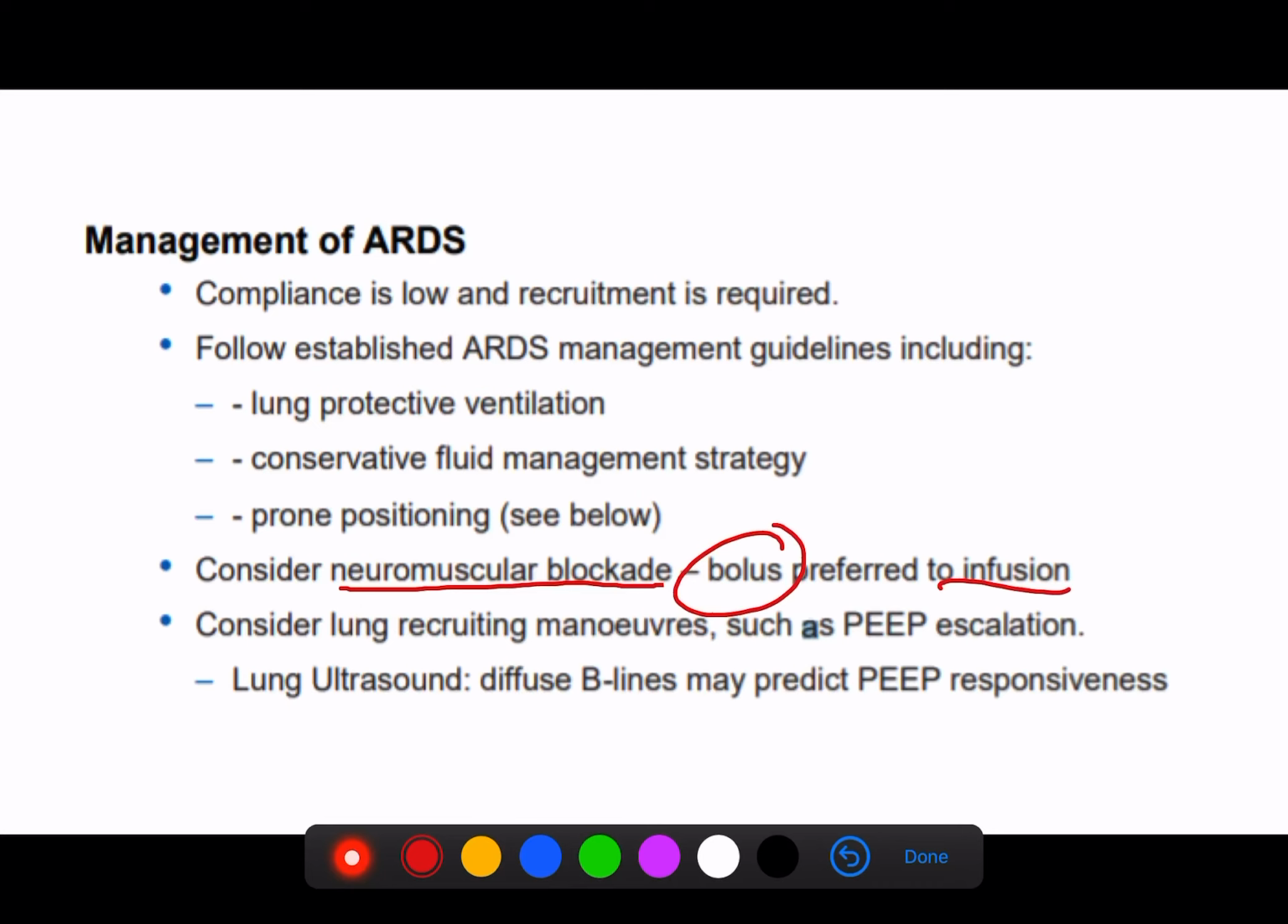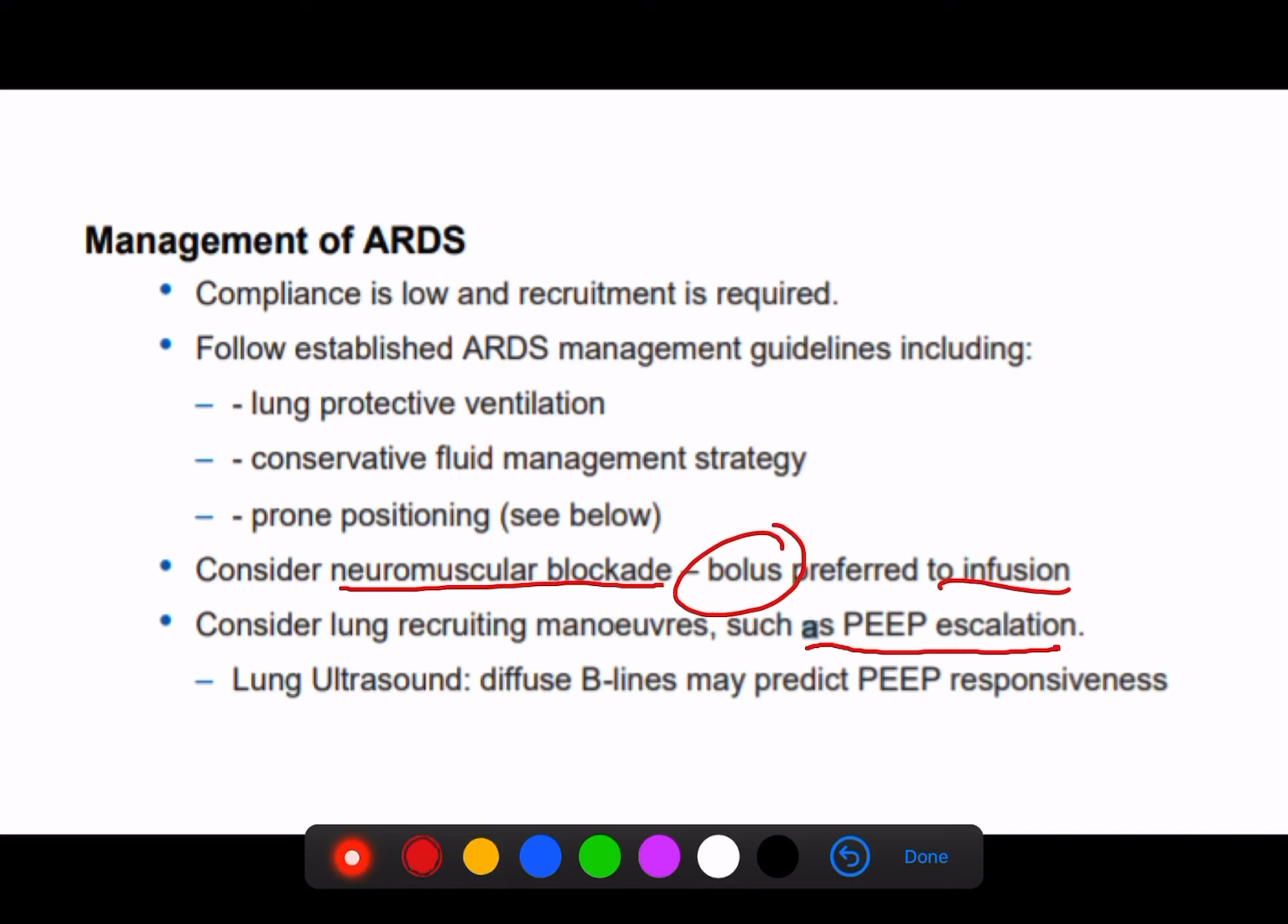Lung recruiting manoeuvres such as high PEEP escalations. I must admit, now that I'm au fait with APRV, I find that APRV is a lot safer and actually a lot more comfortable for patients if they want to spontaneously breathe. And so I tend to use APRV as both my recruitment manoeuvre and also my primary mode of ventilation for a lot of patients who are invasively ventilated on relatively high fractional inspired concentrations of oxygen.